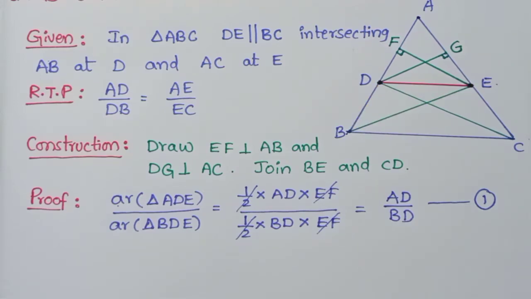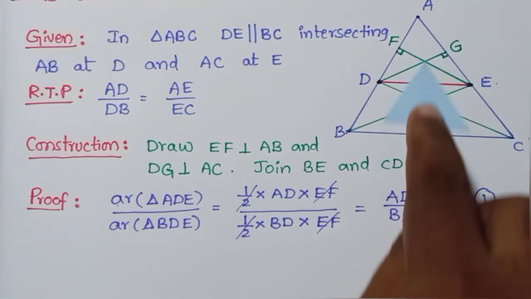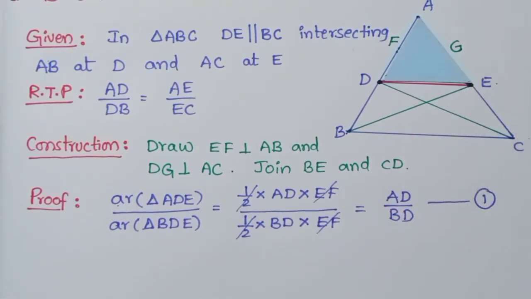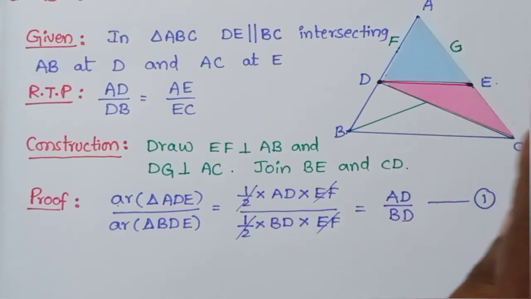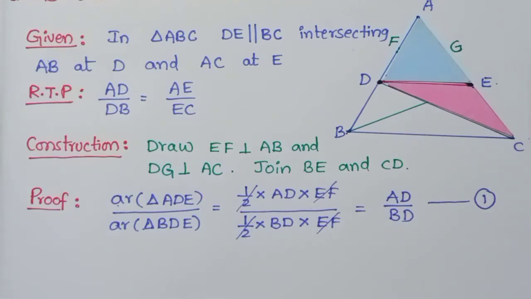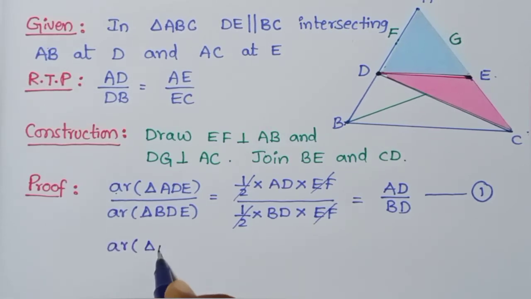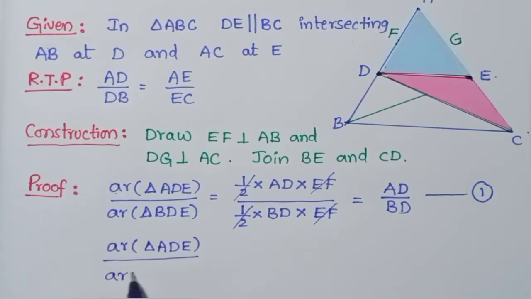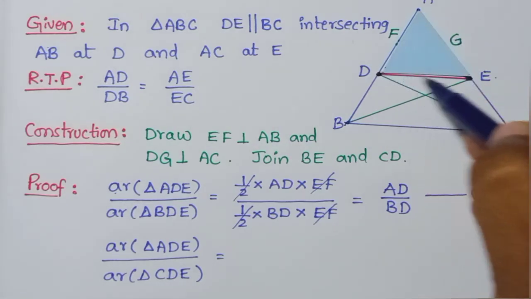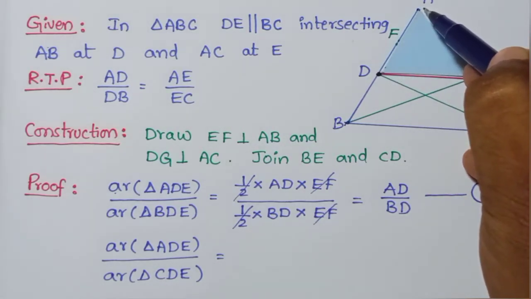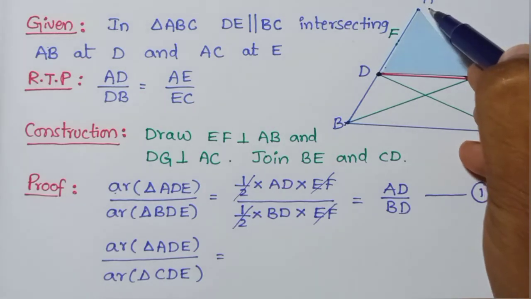Now we will consider another pair of triangles here. I will take this triangle ADE and I am going to consider the triangle CDE. We will check the ratios of these areas. So here I am writing area of triangle ADE by area of triangle CDE is equal to. Now for the triangle ADE, I am going to take the side AE as the base.